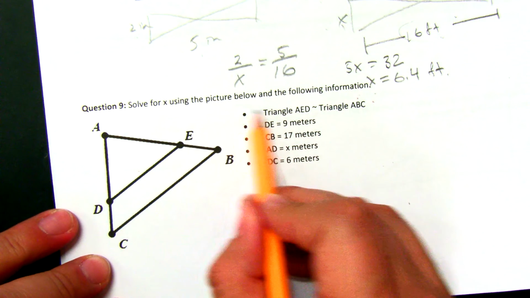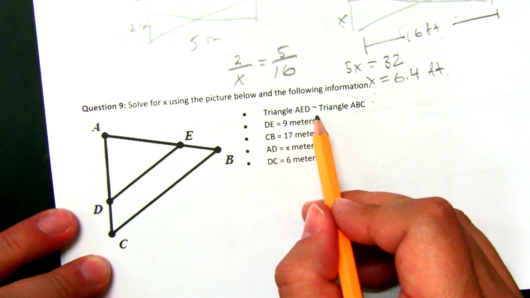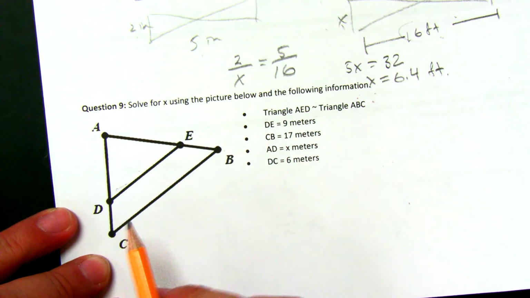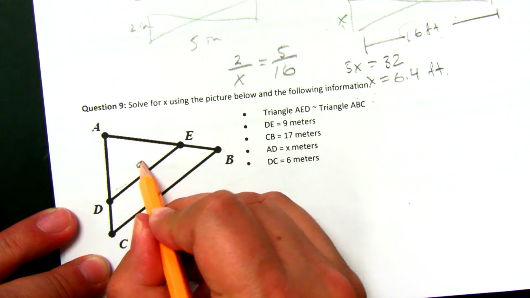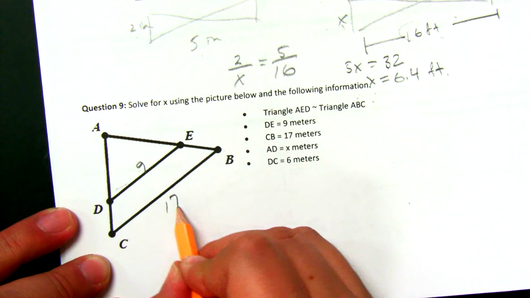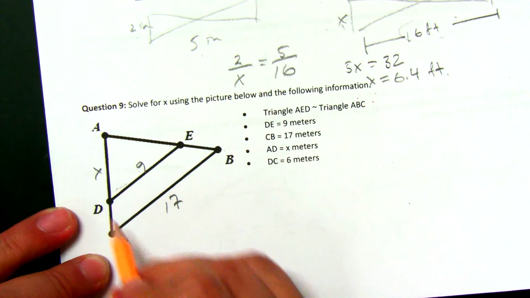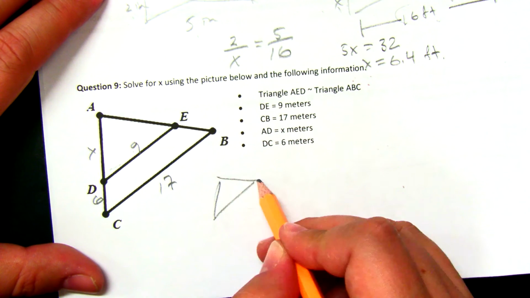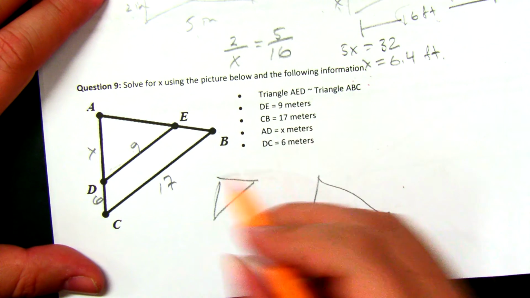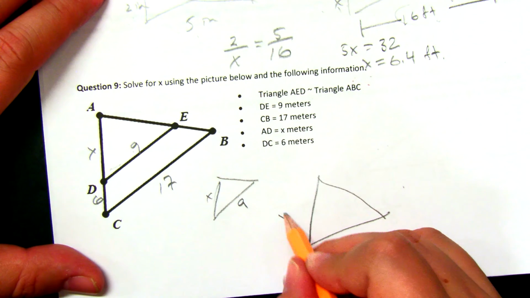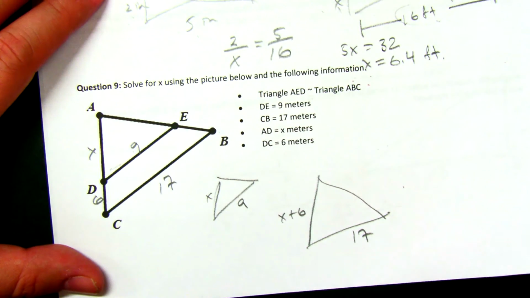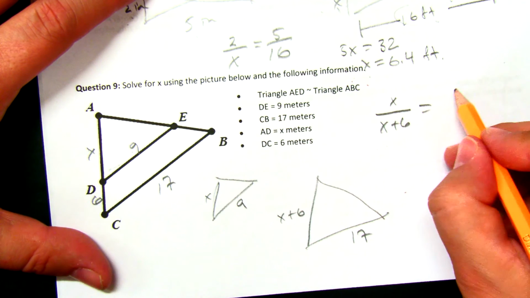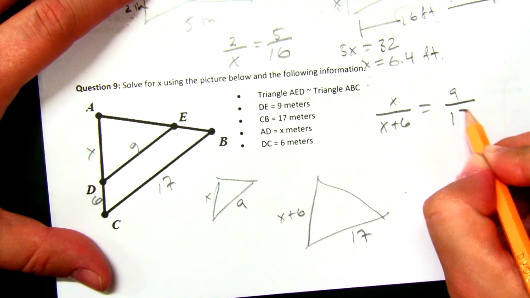All right, solve for x using the picture below. I'm just going to write it in. So I've got AED is similar to ABC. So the overlapping triangles again. I've got DE is 9, CB is 17, AD is x, DC is 6. Okay, again, draw the triangles separately. I've got x and 9, then I've got x plus 6 and 17. Now I set up my ratio. x over x plus 6 equals 9 over 17.